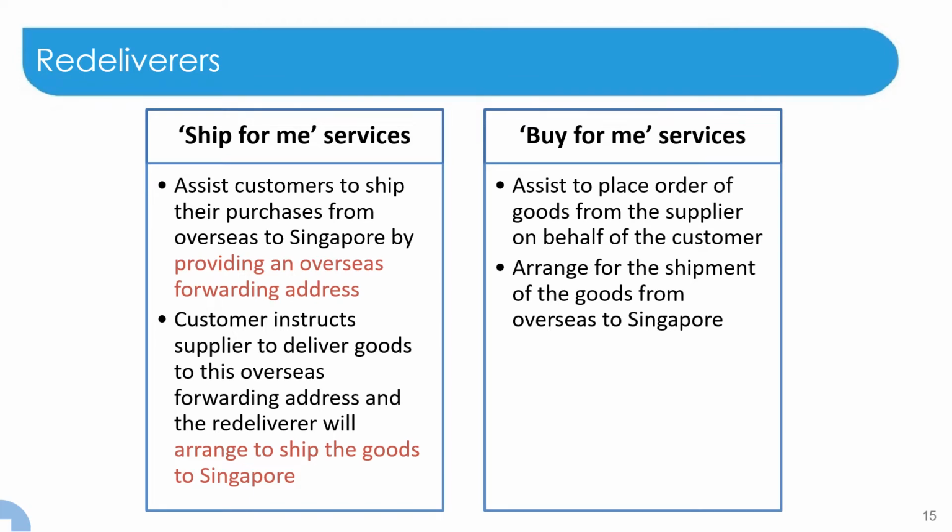Under Buy for Me services, redeliverers assist to place orders of goods from the supplier on behalf of the customer and arrange for the shipment of the goods from overseas to Singapore. For such an arrangement, the supplier or electronic marketplace cannot be expected to account for GST on the supply, as they are unlikely to know that the goods are ultimately destined for import into Singapore. Therefore, redeliverers would be in a better position to determine if the goods are to be imported into Singapore.